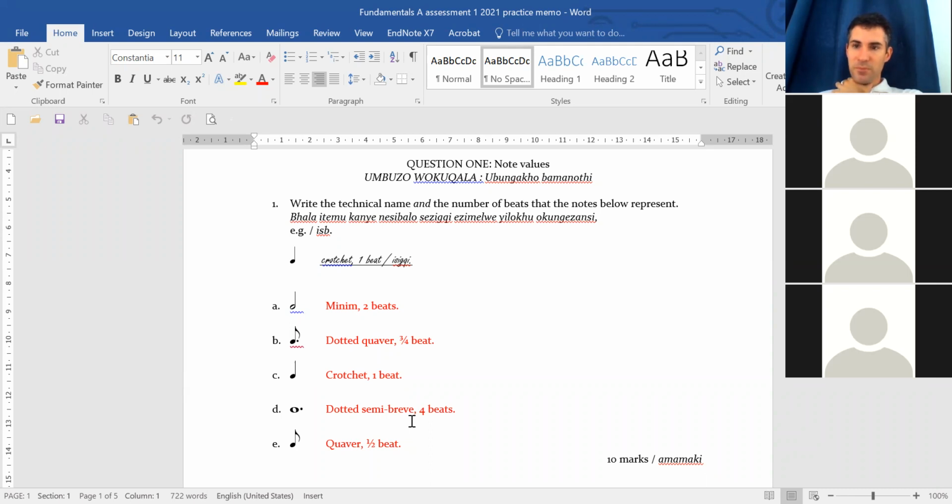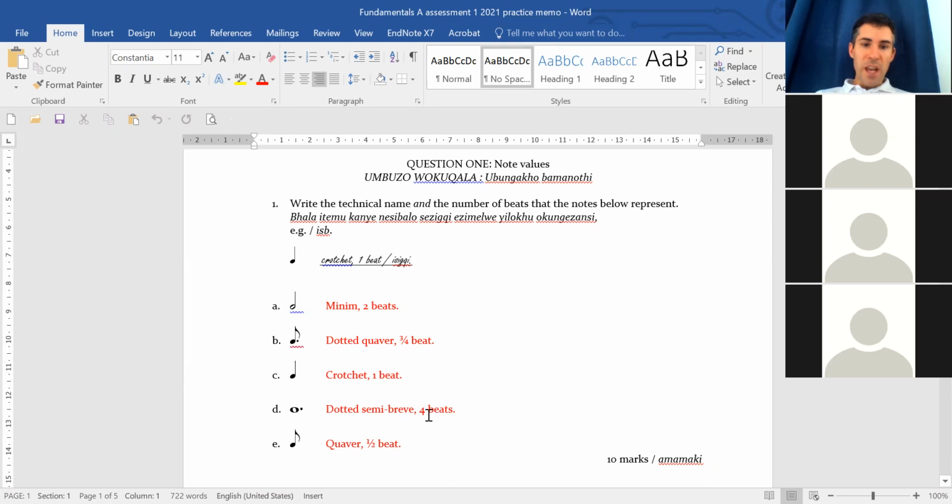Semiquaver is a quarter. A quarter, yes. Okay. And a semibreve, how much is a semibreve worth? 4 beats. 4. So there's a big difference between the two, isn't there? So remember that the bigger one is the semibreve.